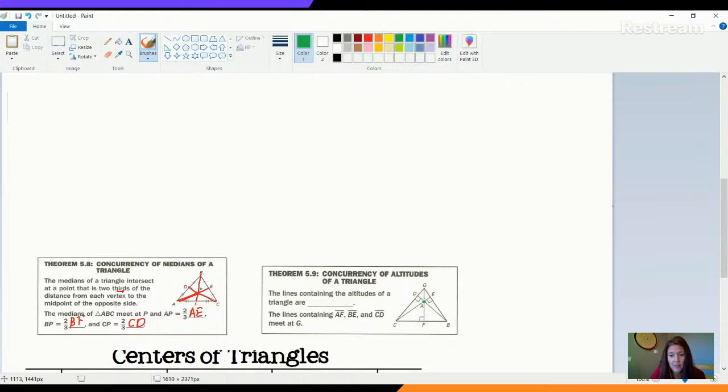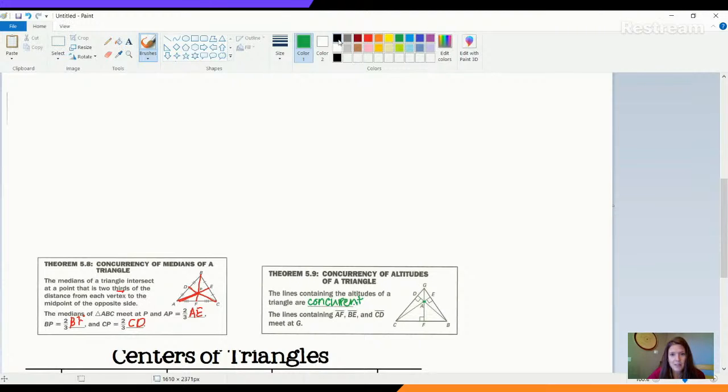Now, the theorem for this is pretty underwhelming. The theorem says the lines containing the altitudes of a triangle are, and the fill-in is, concurrent. Basically all that theorem says is that when you draw three altitudes, they meet up at a point. That point could be inside your triangle or outside your triangle, depending on what kind of altitudes you have. So I think orthocenter is kind of the easiest one.